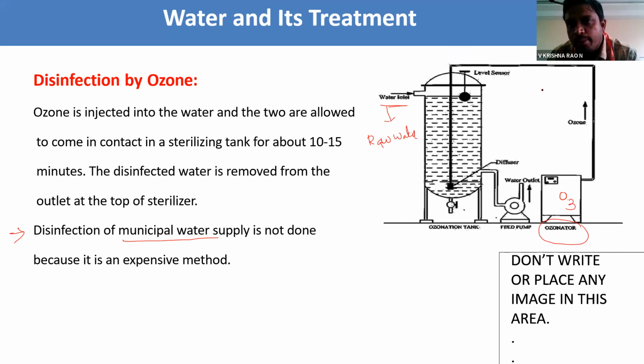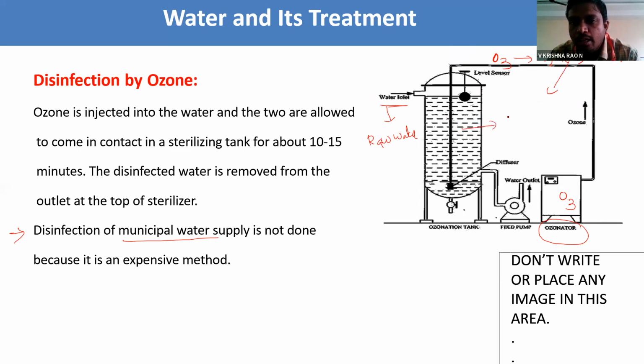From this pipeline, we are passing the ozone, O3. It reacts with this ozone. What happens? Ozone forms O2 plus O. This O is nothing but nascent oxygen. This nascent oxygen acts as a powerful oxidizing agent.